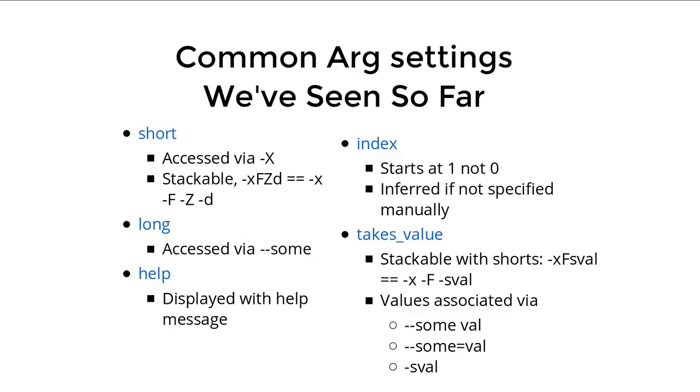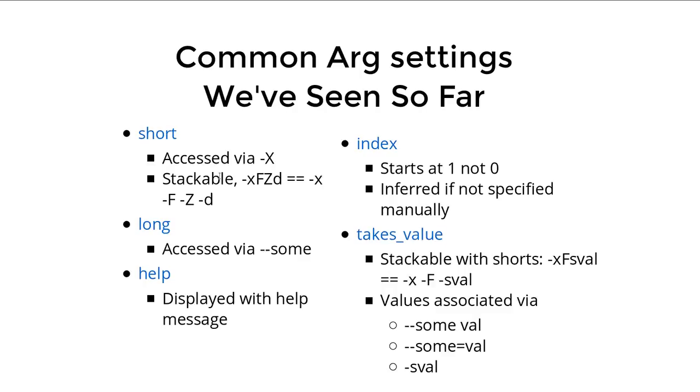You have a long, which is the double hyphen accessor, a help, which displays a help message. I'm going to skip index for just a second, and then takes value, which associates a value. There's multiple different ways to give the value to that particular argument when you're calling it at runtime, and clap supports all of them, whether it be with an equal sign, with a space, or if you're using just the short, the single dash, there can be no space at all. This can also be combined with other stackable values where -xfsval, -s is the short and val is the value associated with it. All of those are supported by default. There's nothing you need to do.